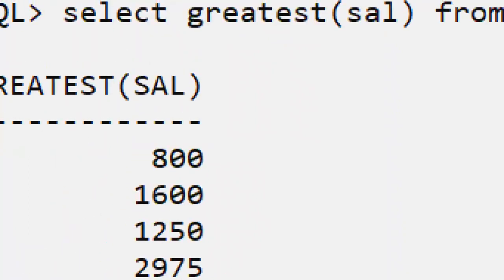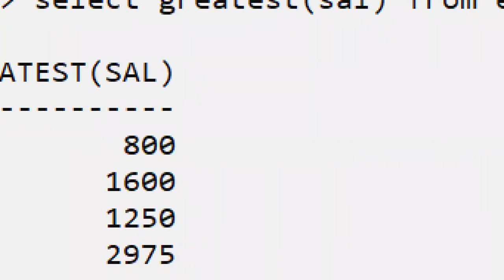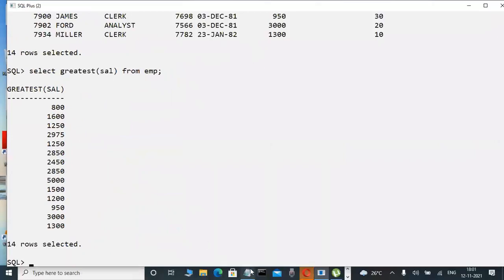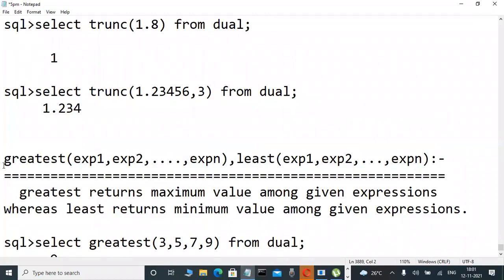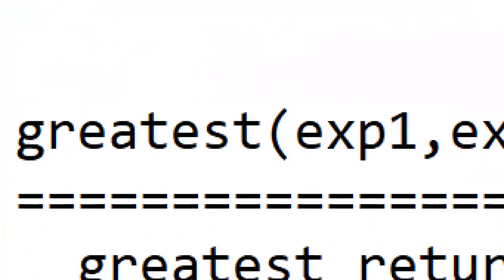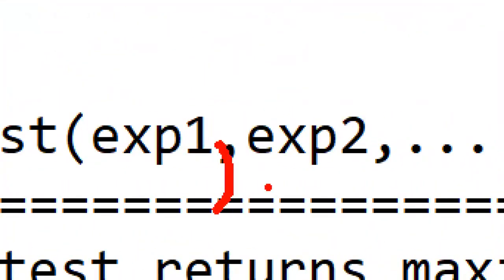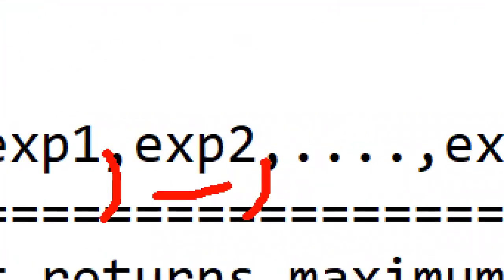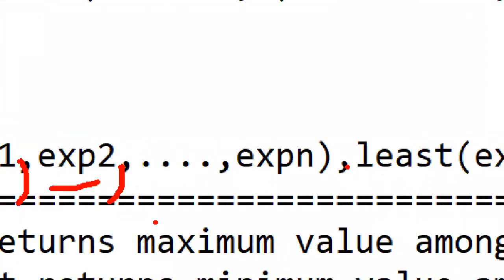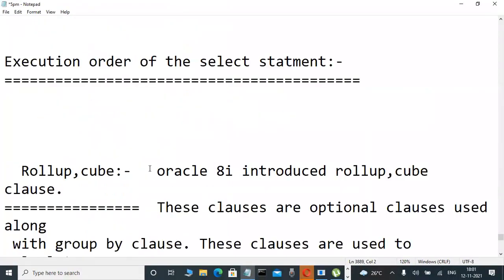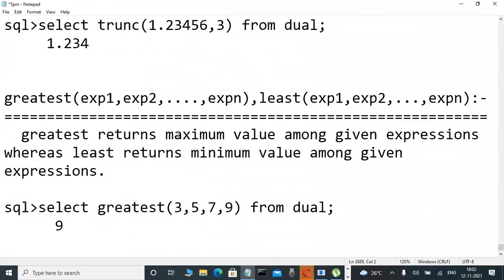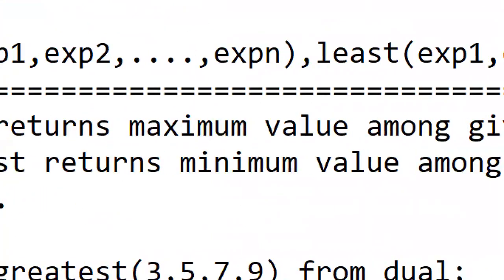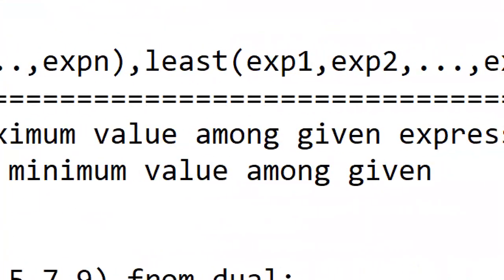But greatest means greatest value. Why does it not return that? I will tell you. Observe here. That's why I'm saying this is an important function. Actually, the syntax is most powerful. Greatest of expression 1, comma, expression 2, comma, expression n. And the definition says greatest returns the maximum value among the given expressions.